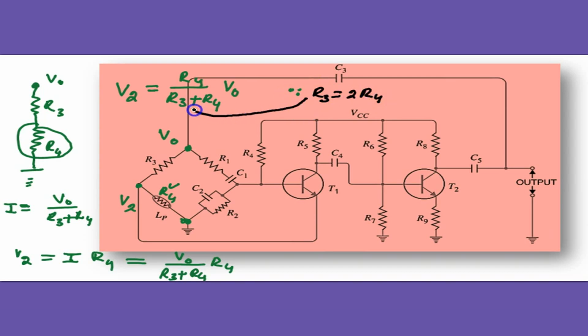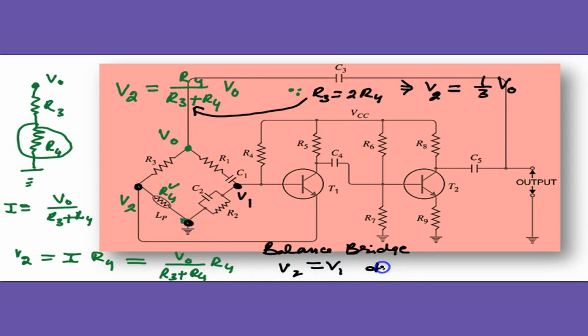But when the bridge is balanced, R3 is equal to 2R4. We already calculated. So substituting this value here, we'll find the value of V2 in terms of V0. So V2 becomes 1 over 3 into V0. Okay, V2 is a fraction. So for balanced bridge, V2 also equals V1. So V1 will also be equal to 1/3 of the V0. If the bridge is balanced, V1 and V2 will be equal.